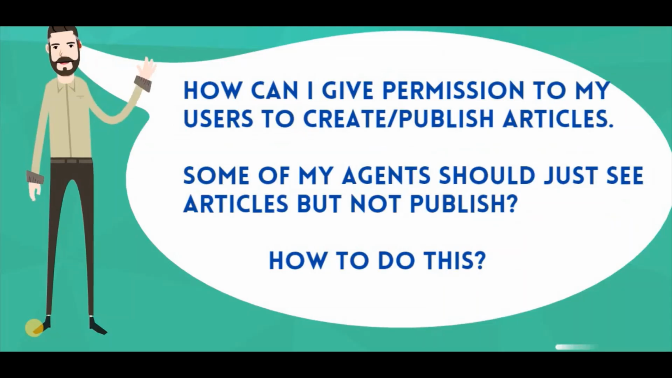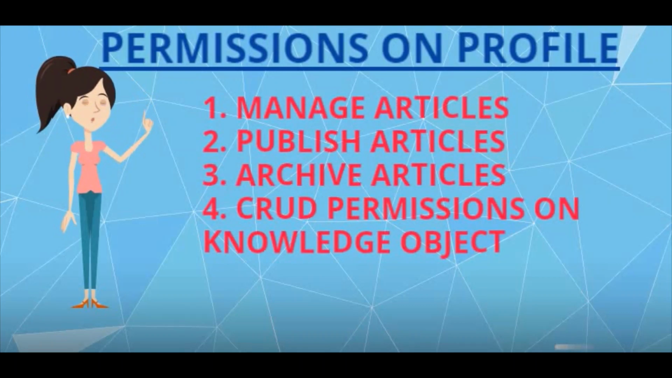How can I give permission to my users to create and publish articles? Some of my agents should just see the articles but not publish. How to do this? To manage these permissions, we need to configure them in profiles. So we have multiple permissions on profiles for managing these articles. First one is manage articles. It is helpful for us to create the articles and edit those articles, etc. Archive articles is all about archiving the articles which are not in use anymore.